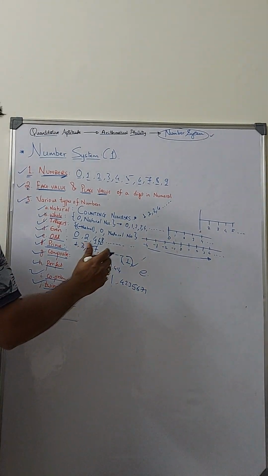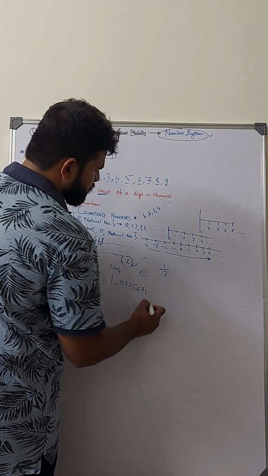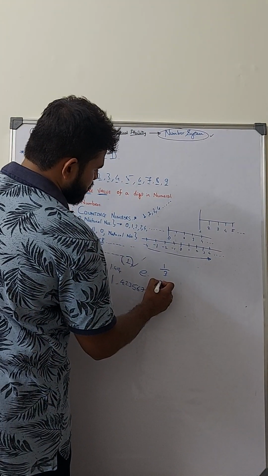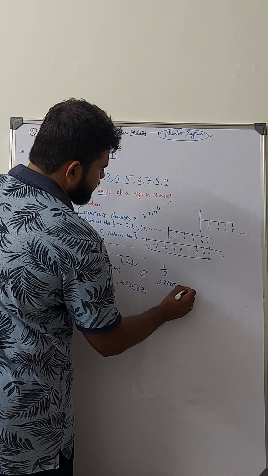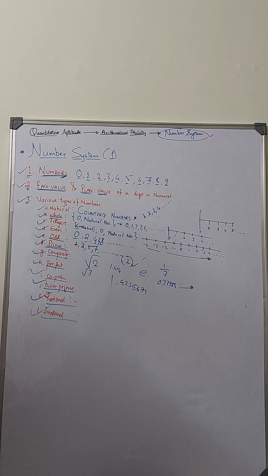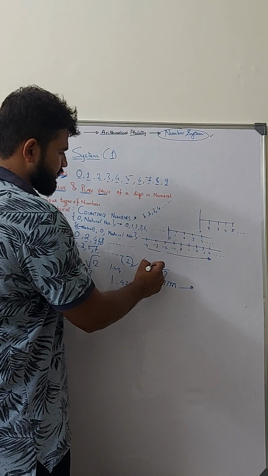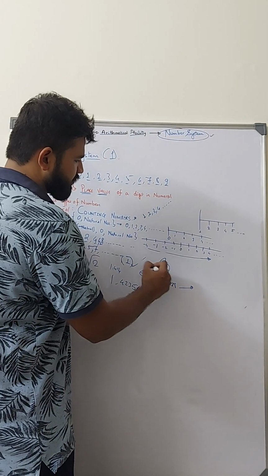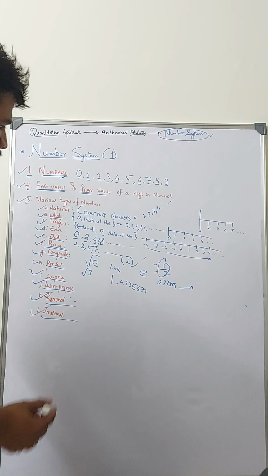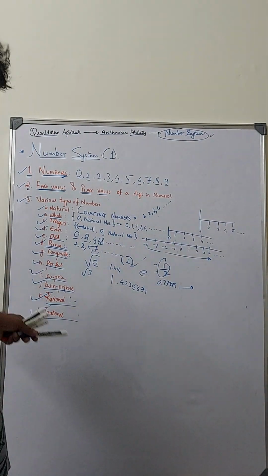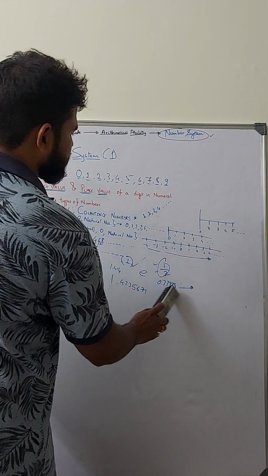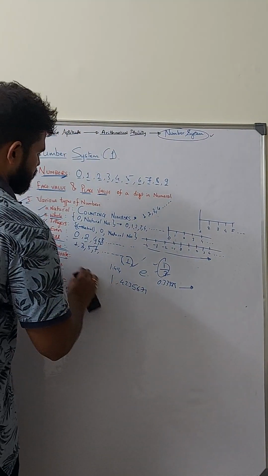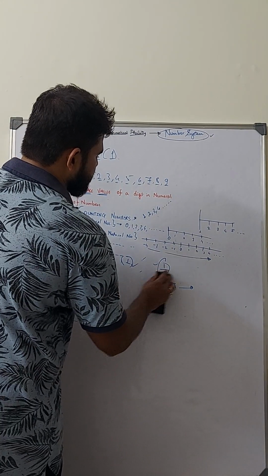For example, what is 1 by 3? 0.33333. Is it an irrational number? No. Is it a rational number? Yes. Integer, integer, p by q form, q is not equal to 0. But is it an irrational number? No, it is a rational number, because it is repetitive. So I hope this is clear.